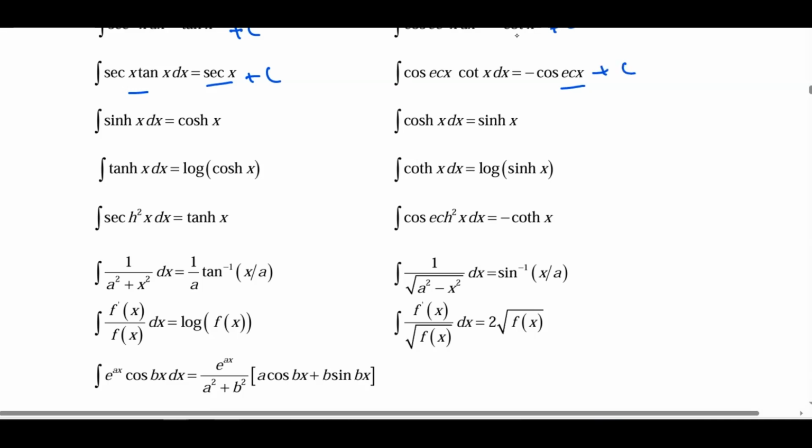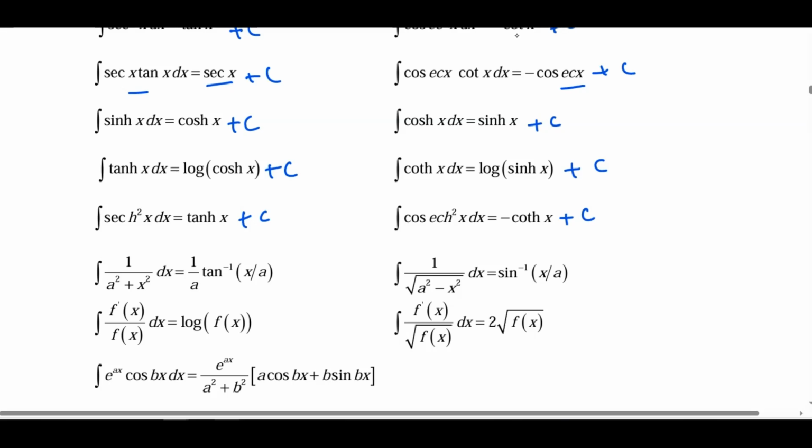Then the hyperbolic function sinh x will be cosh x plus c. Then cosh x will be sinh x plus c. Then tanh x dx will be log of cosh x plus c. Then coth x dx will be log of sinh x plus c. Then sech square x will be tanh x plus c. Then cosech square x will be minus coth x plus c.